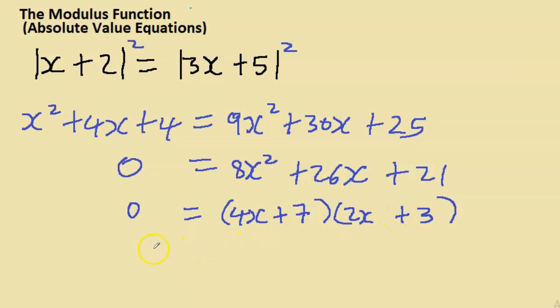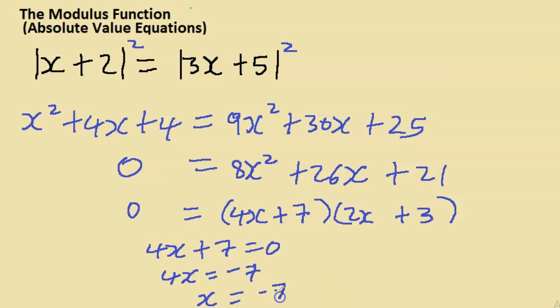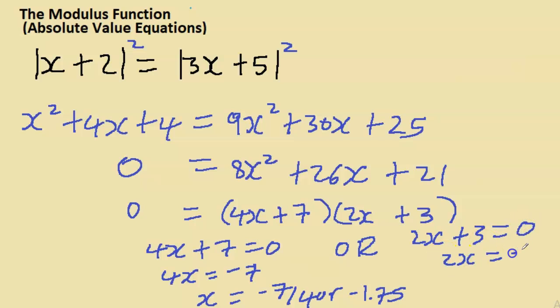And how do we solve by factorization? We equate both brackets to 0 and solve. So equate that to 0, we get 4x equal negative 7. Divide both sides by 4, x equal minus 7 over 4, which is minus 1.75, right? Or solving this, we have 2x plus 3 equal to 0, which means that 2x is equal to minus 3. Divide both sides by 2, x equal to minus 3 over 2, or minus 1.5. So notice we get the same solutions.